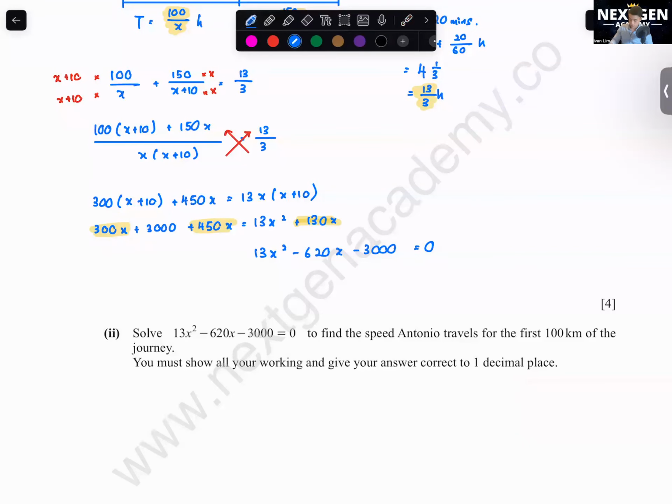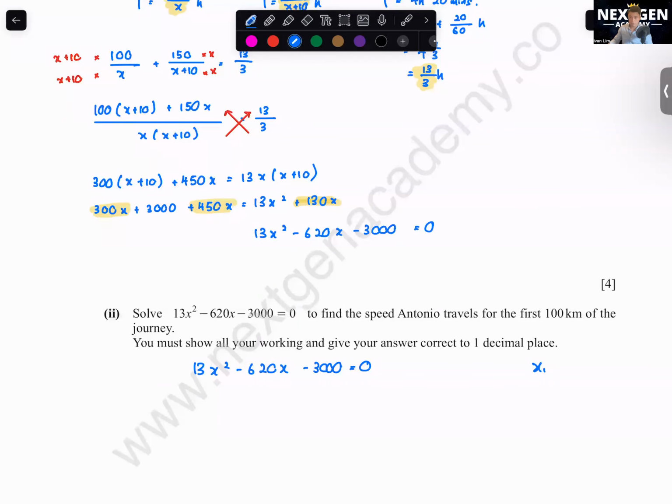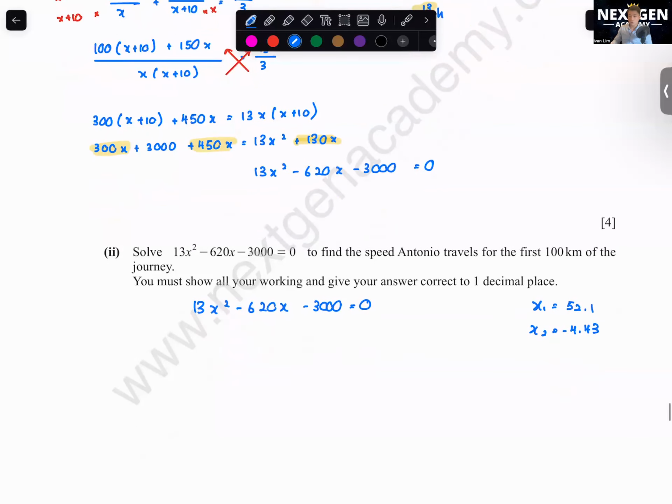So everyone knows how to type this into the calculator? 13x squared minus 620x minus 3000 equals 0. You type it in, and this one you write somewhere at the side. You get x1 is 52.1 and x2 is negative 4.43. Why do we want to write this out first? So that you know what the final outcome is that you want to get. However, you still need to slowly put it in and show your working.